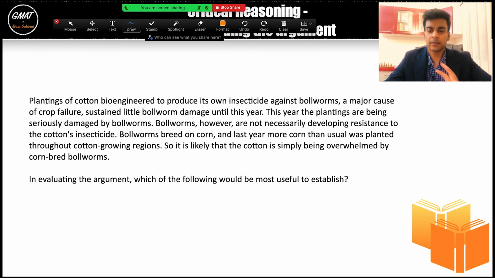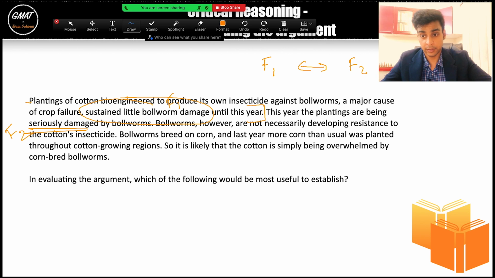Let's just practice that with this stem. Plantings of cotton bioengineered. We've already talked about this sentence. We know that the key factor here is that the damage was very low. This year, the plantings are being seriously damaged by bollworms. Now, what is the key factor here? The serious damage caused by bollworms this year. That is what tells me that if I call this F1 and if I call this F2, I know that F1 and F2 are contradictory. They're pulling in different directions, right? This is my way of building a logic bridge. You can use your own way to visualize it, right?